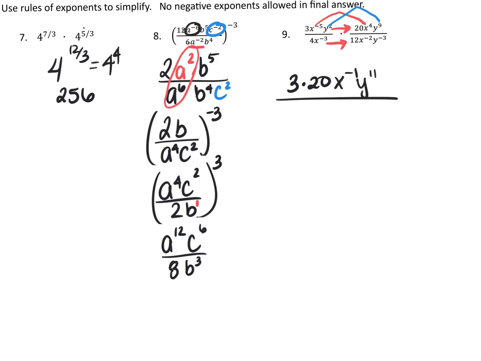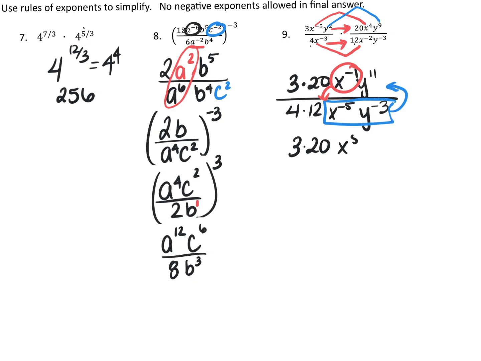And in the bottom, I have 4 times 12. Again, I'm just going to write it as 4 times 12. My x to the negative 3, x to the negative 2, add those exponents, x to the negative 5, and then y to the negative 3. So my negative exponents in the bottom are going to move to the top, and my negative exponent in the top is going to move down. So I end up with 3 times 20, x to the positive 5, y to the 11, y cubed, over 4 times 12, x to the 1.